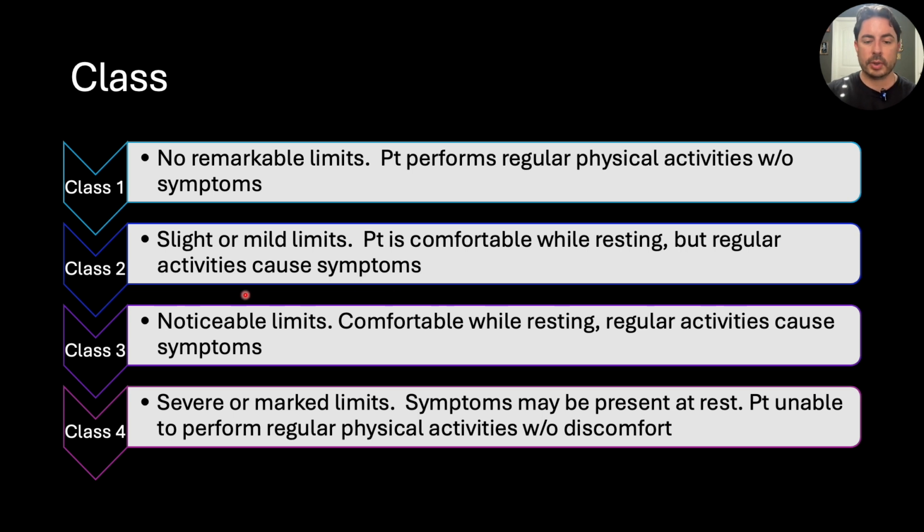Class 3 is noticeable limits. They're comfortable while resting. Regular activities cause symptoms. Very similar to class 2, but we've got noticeable limits compared to the slight or mild limits. And then the last one is severe and marked limits.